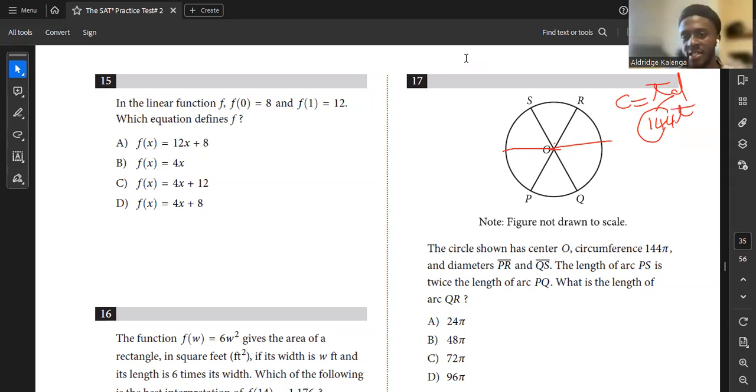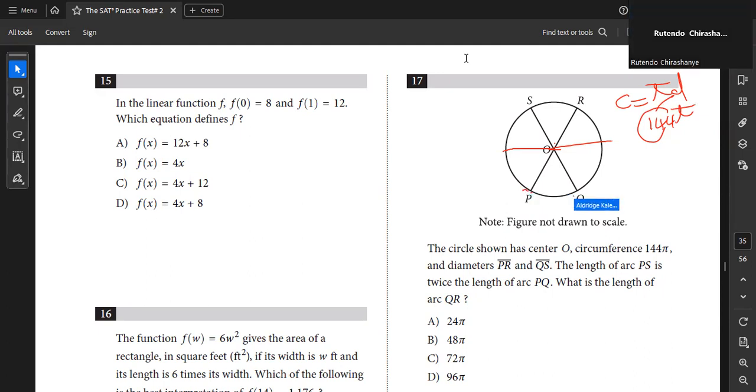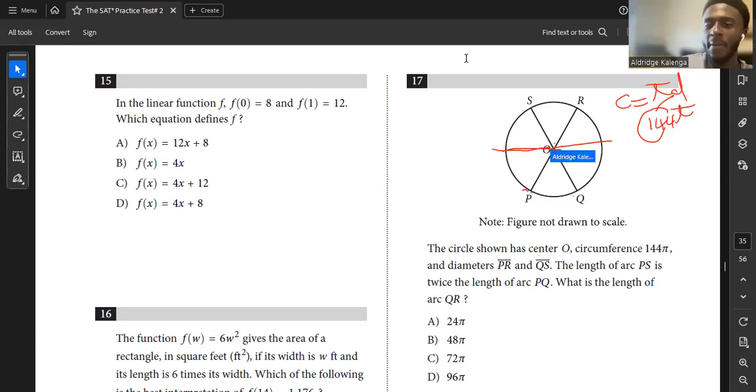So what he's saying is, if PS is twice PQ, then if we cut this into half, let's think of it this way. What are we trying to find? We're trying to find QR, right? So if PS is twice PQ, this is as good as PQ, this is as good as PQ, this is as good as PQ, and we can also cut this in half. All these are basically PQs. Does that make sense?